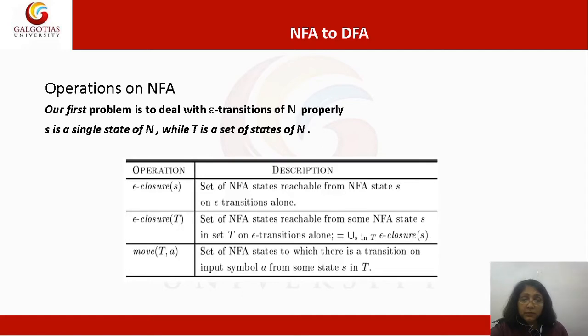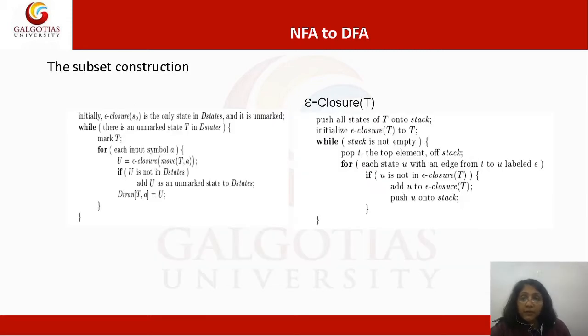The move of T, A is the set of NFA states to which there is a transition on the input symbol A from some state S in T. So here also T is a set of states, and A is a particular input. Now, these are the two operations which we are going to perform for this purpose. First, you are supposed to know about the epsilon closure of T, and using this epsilon closure of T, we are going to compute the DFA from the given NFA. So first we'll discuss the epsilon closure of T.